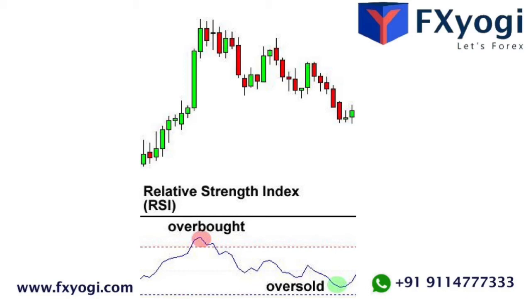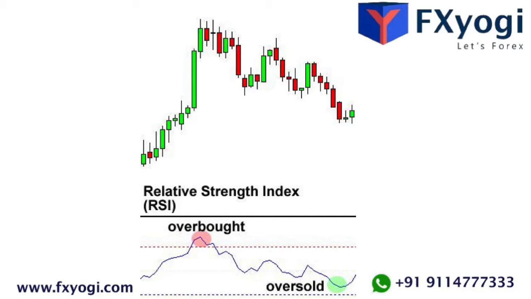Typically, readings of 30 or lower indicate oversold market conditions and an increase in the possibility of price strengthening, that is, going up. Some traders interpret that an oversold currency pair is an indication that the falling trend is likely to reverse, which means it's an opportunity to buy.